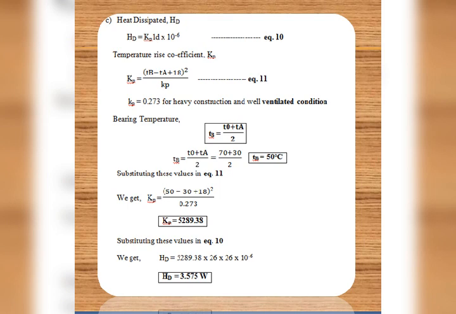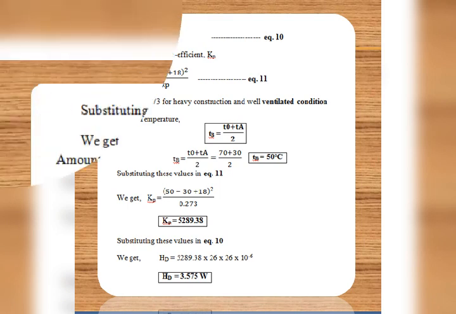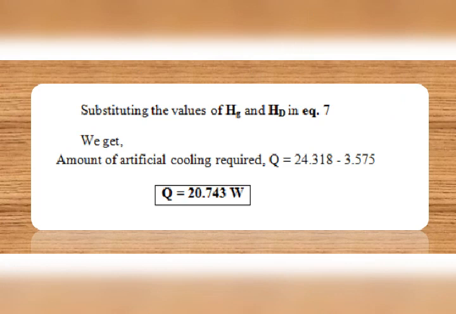Hd, that is Kp is 5289.38 into length of the bearing, that is 26, diameter of the bearing, that is 26 into 10 raised to minus 6. We are getting the value heat dissipated is 3.575 watts. That is Hg we got 24.318 watts and Hd we got 3.575 watts.